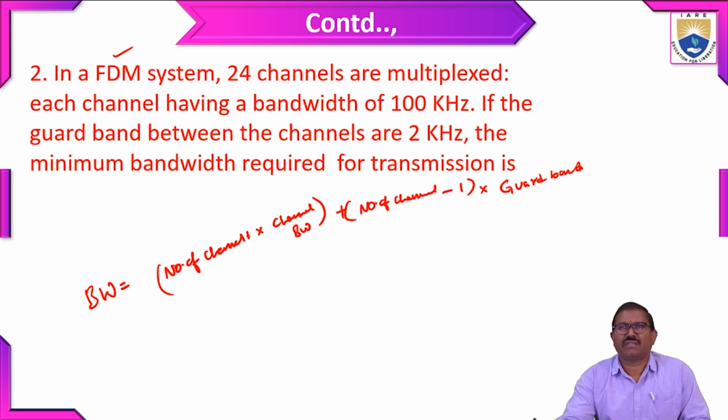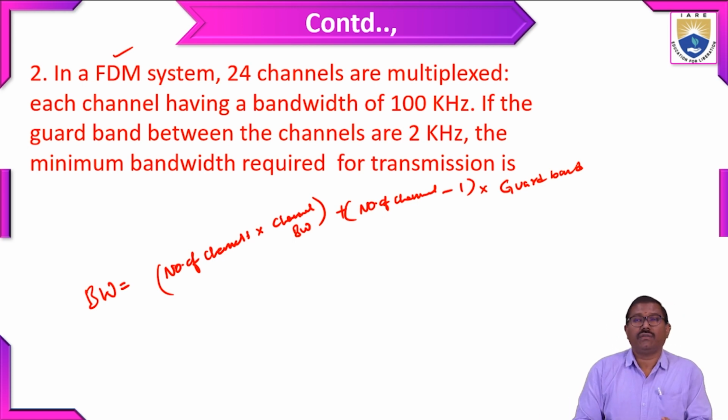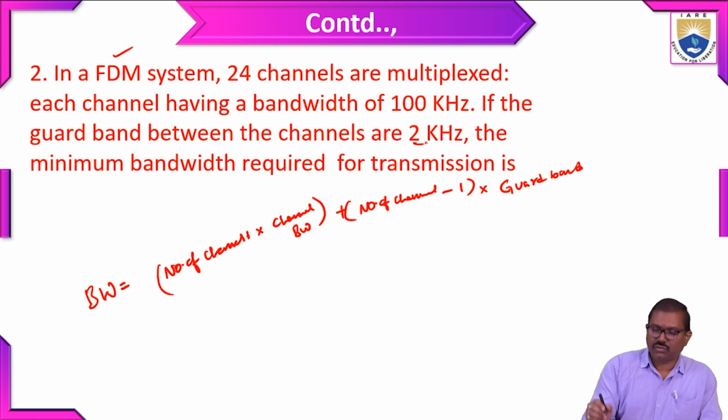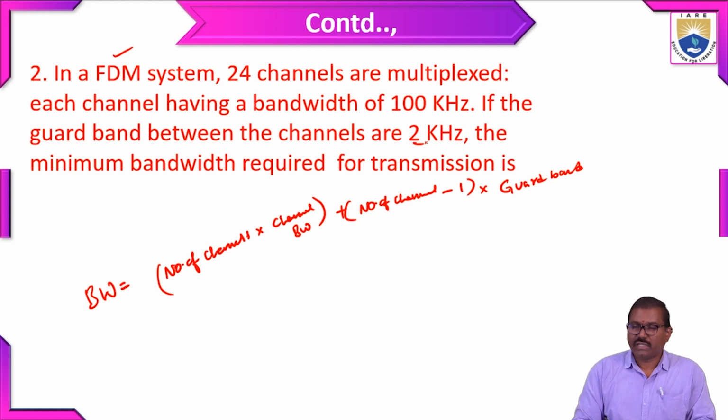100 kHz. And in FDM we must have the guard band. Why? The channels are going to overlap. So to avoid the overlap, we must have a guard band between each channel. That guard band is 2 kHz. So here we are going to substitute all these values in this formula, and we get the minimum bandwidth required.